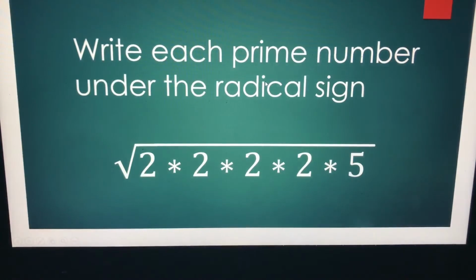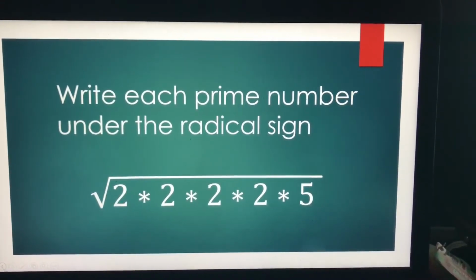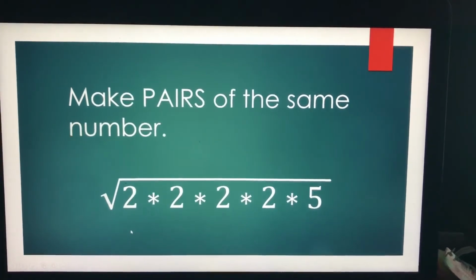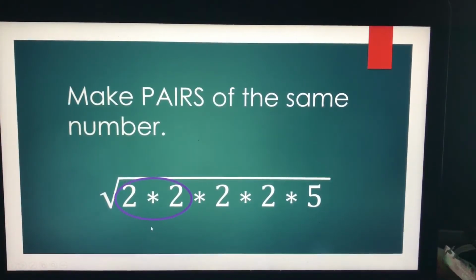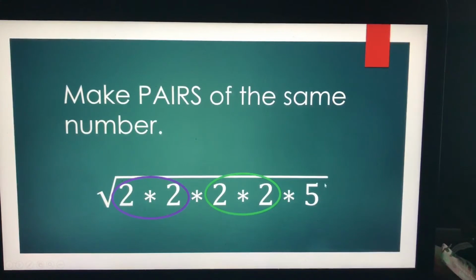Our next step is to write each prime number under the radical sign. Just like this. Now that we have it written out, our next step is to make pairs of the same number. In this case, I have a pair of 2's, and then I have a second pair of 2's. This 5 does not have a pair, so he's just going to hang out here.